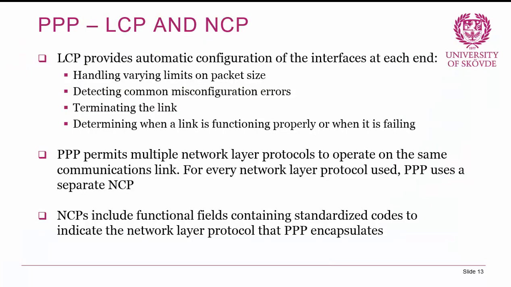So if we dig a little bit deeper into the LCPs and NCPs, the LCPs provide automatic configuration of the interfaces at each end. So for instance, they can handle varying limits on packet sizes, they can detect common misconfiguration errors, they can terminate the link. So for instance, you can set a threshold on what quality the link has to have, and LCP can automatically terminate the link if it's too weak. And it can also determine when a link is functioning properly or when it's failing.